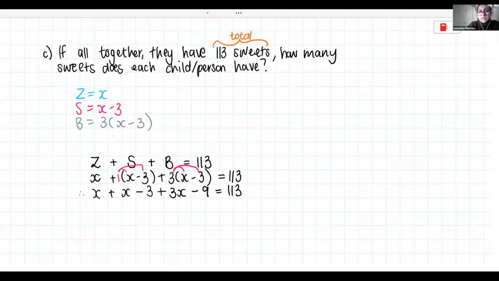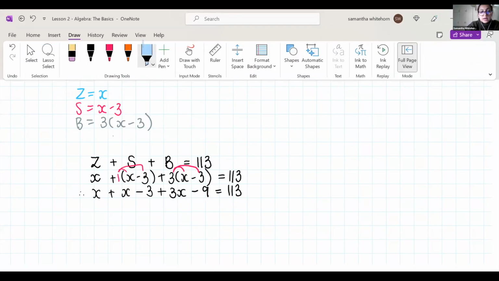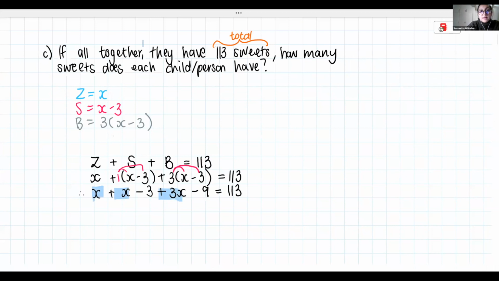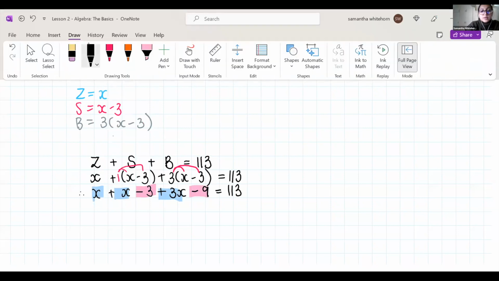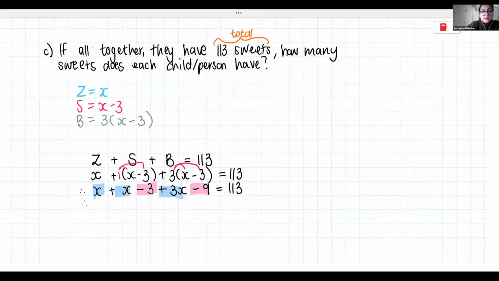This is now where we need to start looking for like terms. So here I've got x terms. I also have some constant terms on the left-hand side, the -9 and the -3. So we're going to neaten up this left-hand side. x plus x is 2x, plus 3x is 5x. -3 minus another 9 gives us -12. So all I've done is I've neatened up my left-hand side.